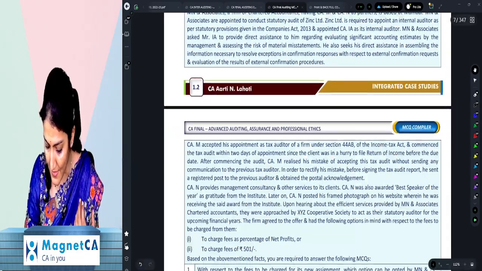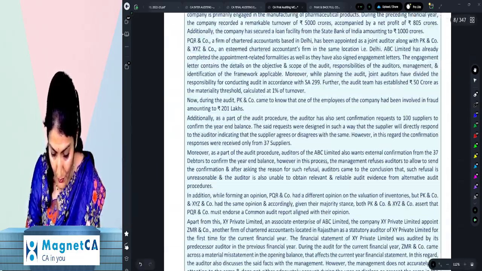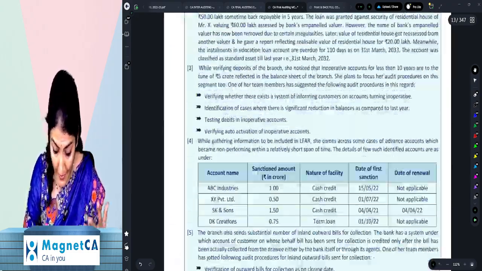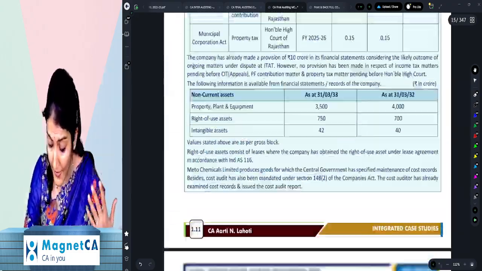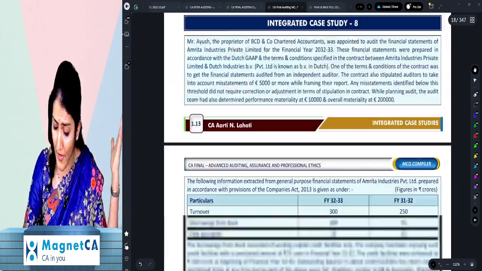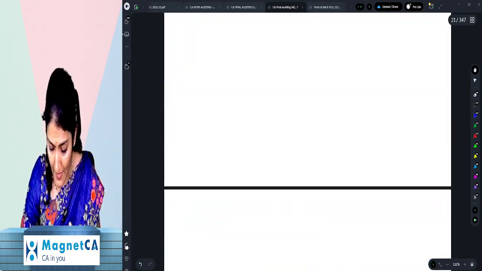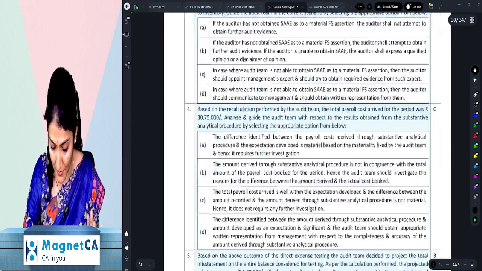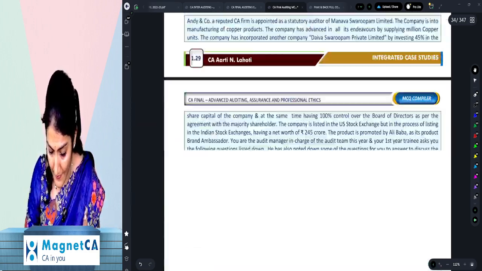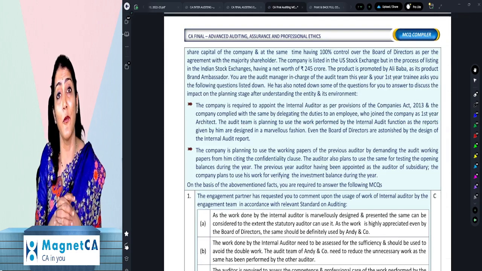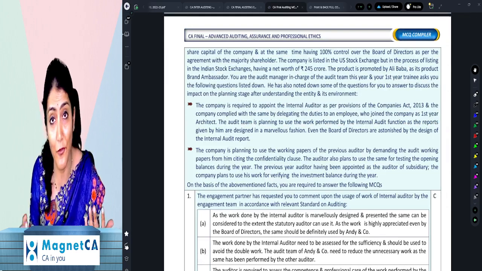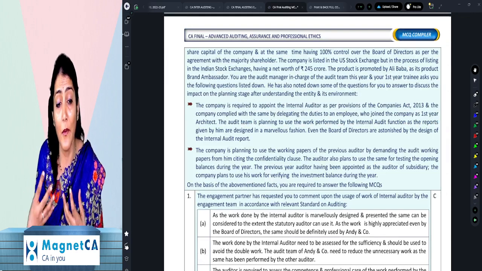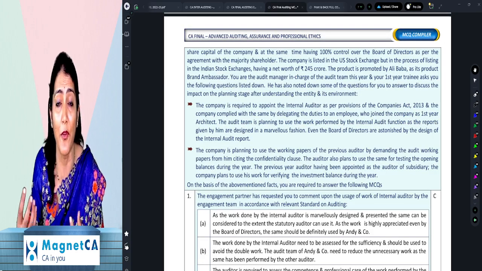You see integrated case study 1, 2, all of those, right up to the end. There are some 38, including from the latest MTP, RTP, and the case scenario booklets of the ICAI. All of these MCQs have been incorporated here. That is one of the very important parts of preparation for CA Final Audit: preparing for the MCQs. And MCQ is a knack which you need to develop over a period of time.